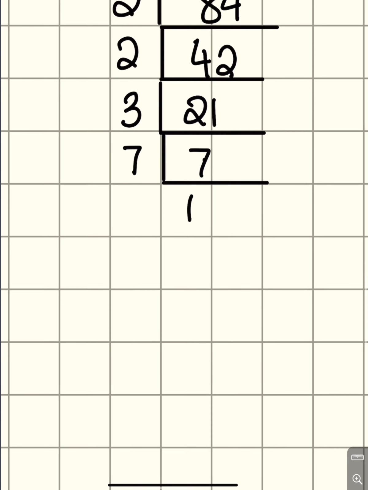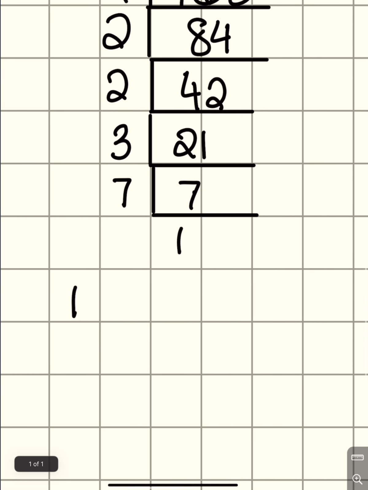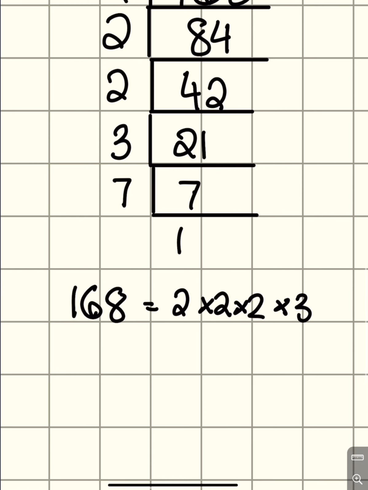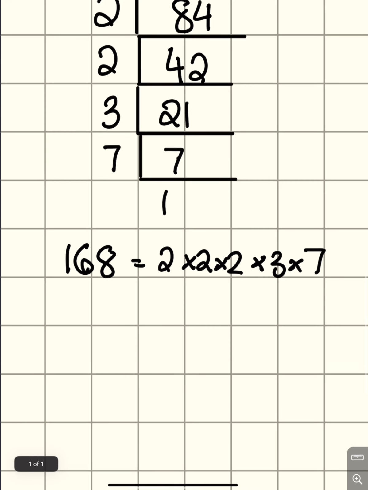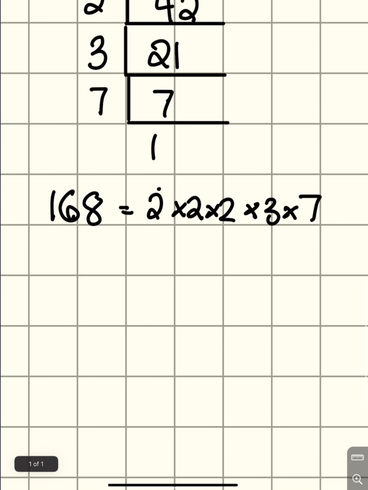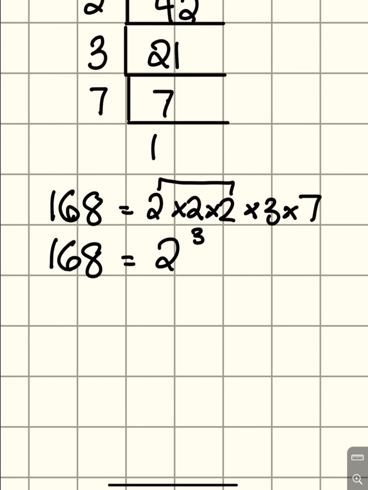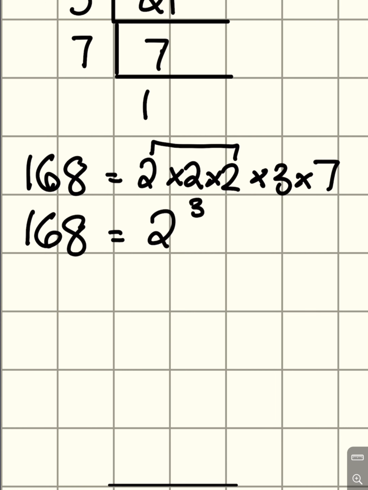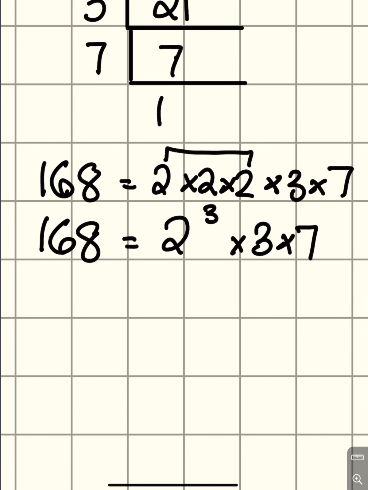So now let's write this out. 168 is equal to 2 times 2 times 2 times 3 times 7. And if I want to write this in a more concise manner, I have 3 2's here. So I can rewrite this as 2 to the exponent of 3. And this 3 comes because I have 3 2's here. Multiply that by 3, multiply by 7. So this is my final concise manner.